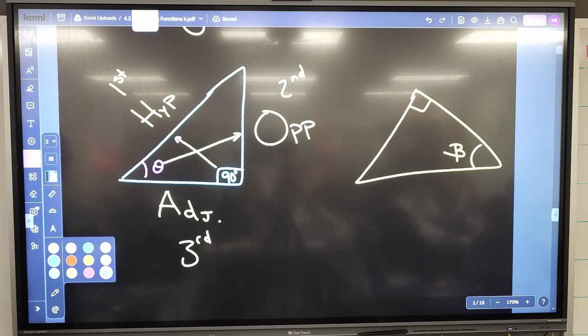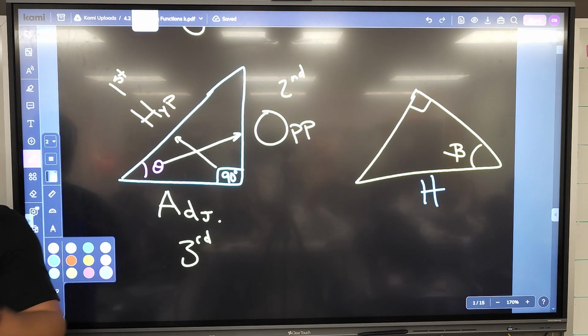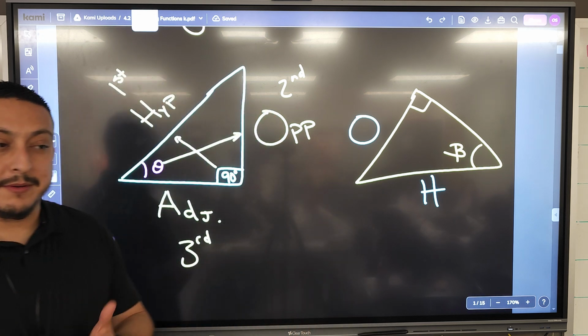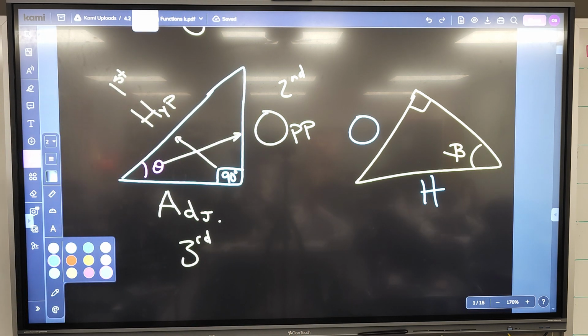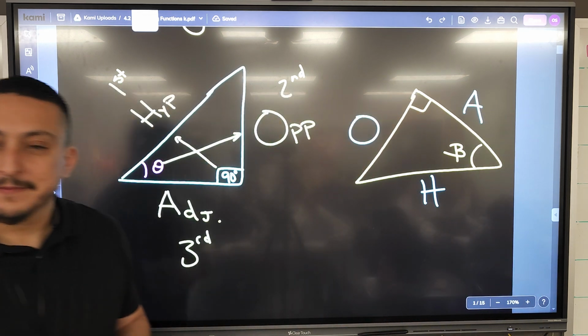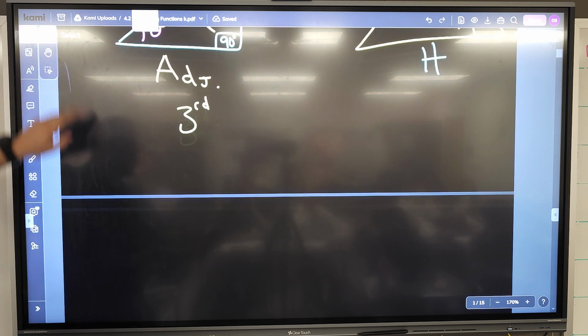Okay, so here we go. Again, I would do it in this order. H, across from the 90-degree angle. Opposite, across from the angle that we're focusing on, in this case beta. And then by default, the other one is A. Is that good, guys? Does that make sense? We're good understanding that? Yes? Okay, good. I know it's easy, but we have to get that down.